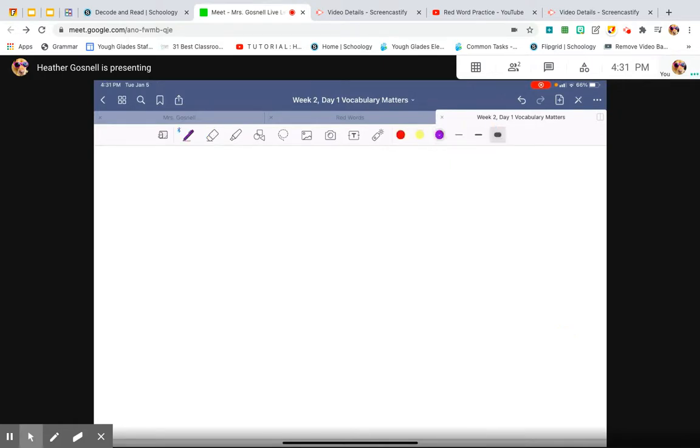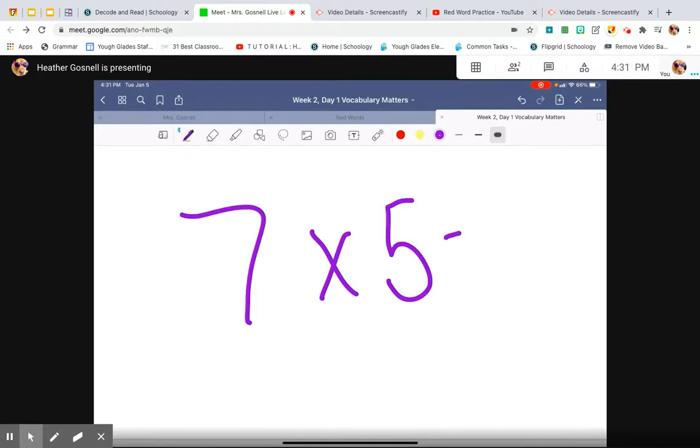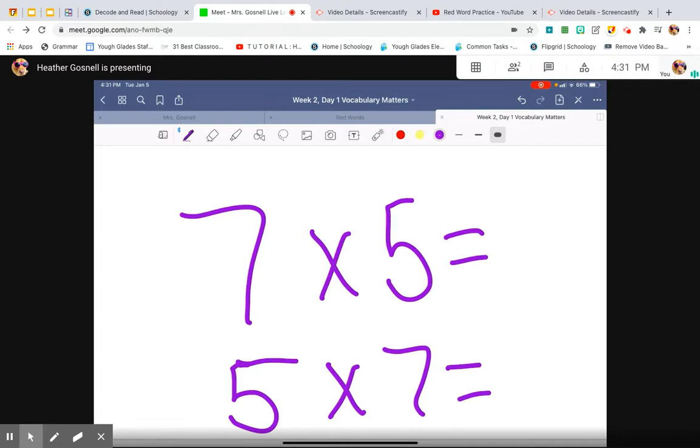Next, we learned our 5's. Here's 7 times 5. And here's 5 times 7. We know both of these if we know one. With our 5's, we know all multiples of 5 either end in a 0 or 5 because you can use skip counting to find your answer.